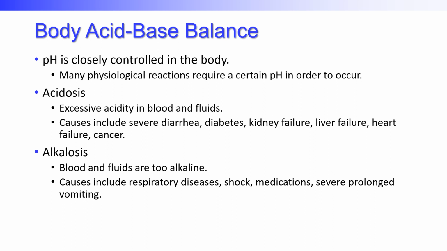If you go into shock, then that can lead to alkalosis because of breathing happening too quickly. Certain medications have to be monitored because they can send you into an alkaline state, as does severe prolonged vomiting. So again, we become concerned with alkalosis because pH needs to be tightly controlled, because many physiological reactions aren't going to occur if pH moves outside of the expected range. And then things start shutting down, and that's not good.